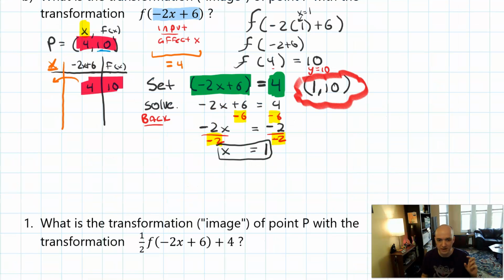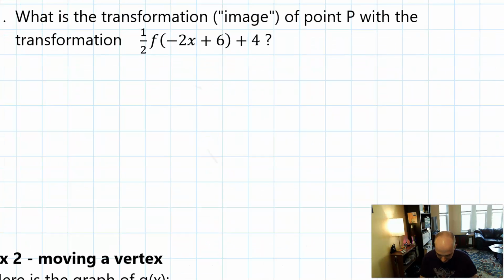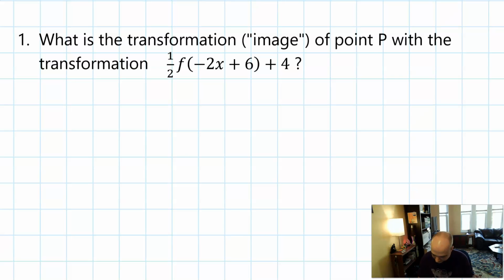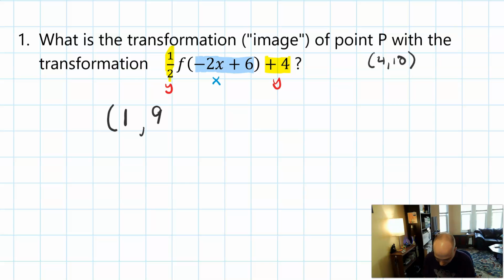So part C of this problem is just a combination of parts A and B. I might say, what's the transformation of point P, which again was 4, 10, with the combined transformation of a bunch of input transformations, -2x plus 6, and then 1/2 of x, f of x plus 4. Again, the input transformations are just going to affect x, and the output transformations are just going to affect y. So this is just a combination of the two previous answers. And I already knew that the x transformation gave me 1, and the y transformation gave me 9.